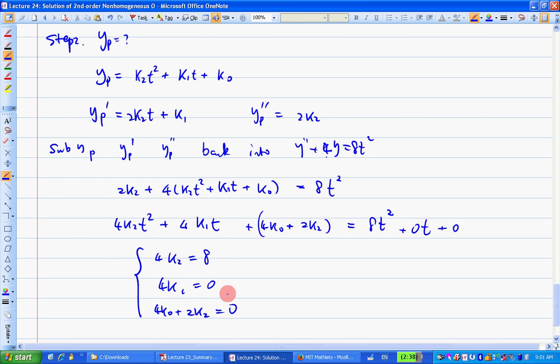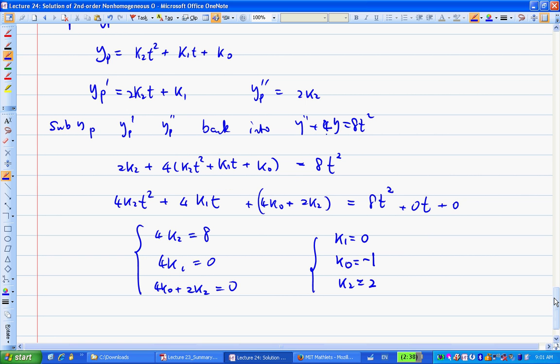So this is just the way to compare the coefficients here, and this is very simple. This second one basically means k1 equals 0, right? And k2 equals 2. You plug the 2 into the last one, and you can solve for k0. So 2 there is 4, plugging in, negative, so negative 1. k0 is -1. Okay, so that's how you solve for these constants here.